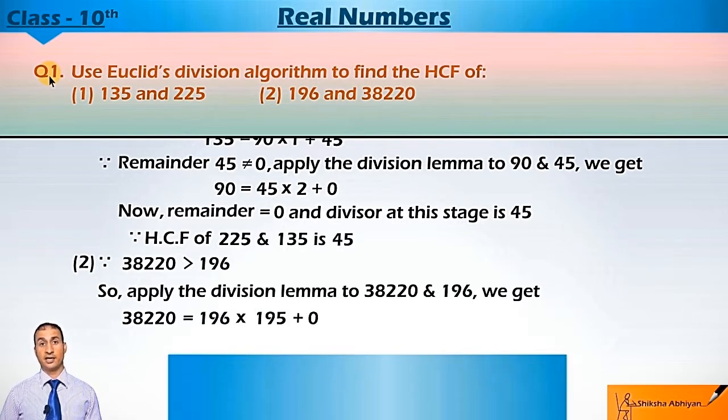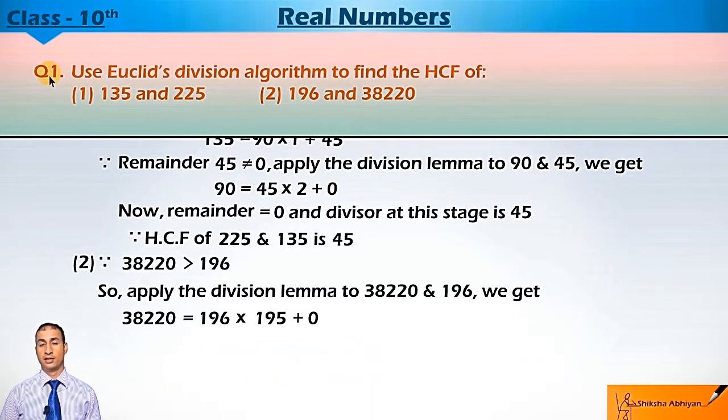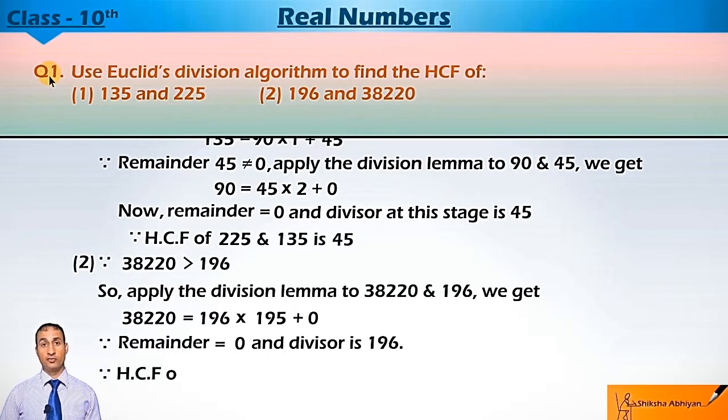Student, जब हम divide करा हमने 38,220 को 196 से, तो ये completely divisible हो गया. कितने से? 195 इसका quotient आया, and remainder is equal to 0. Since remainder is equal to 0 and divisor at this stage is 196, so HCF of 38,220 and 196 is 196. So question is completed.